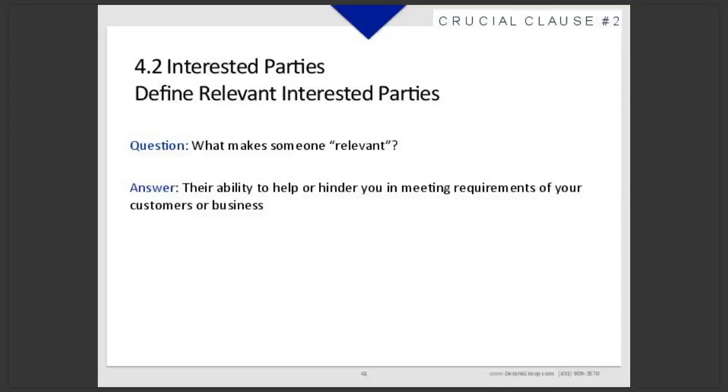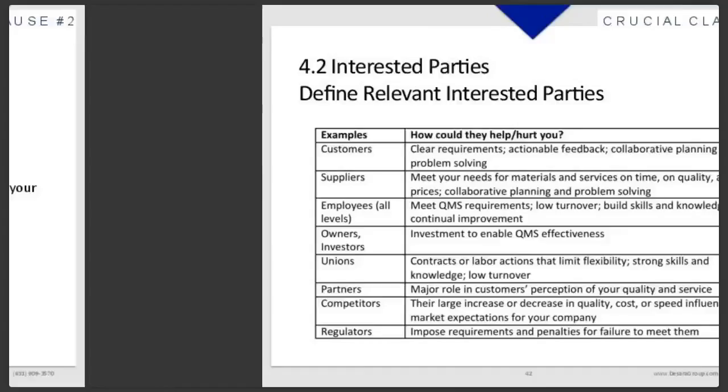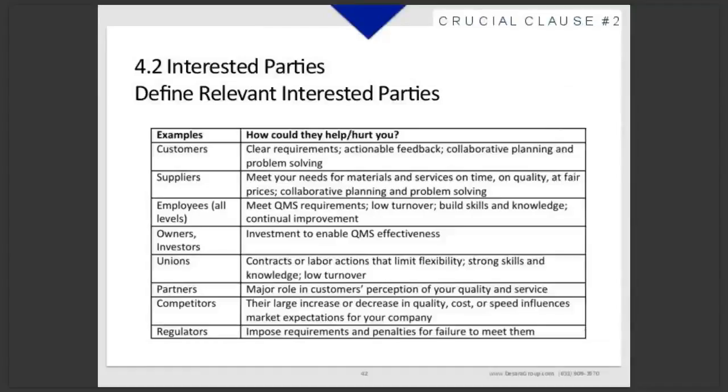However, your parent organization, your bankers, or your insurance company could very definitely have bearing on how you meet the requirements of your customer or your business. So let's look at these. Everyone gets the idea that the relevant interested parties are your customers, suppliers, and employees.